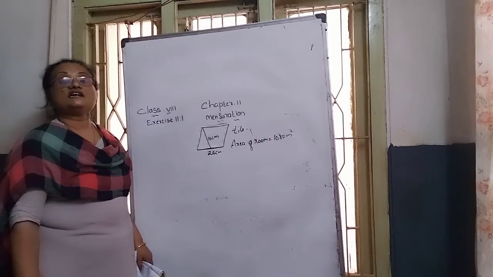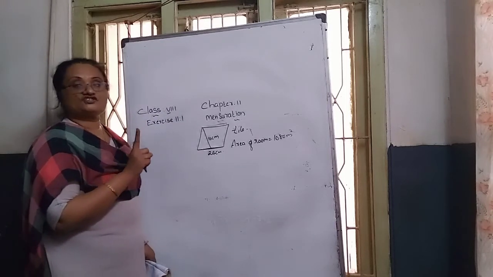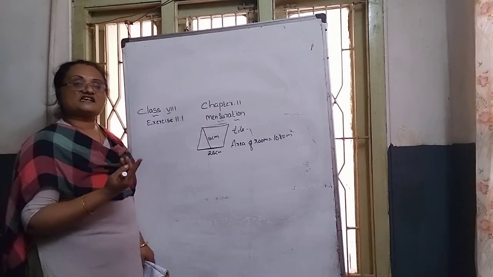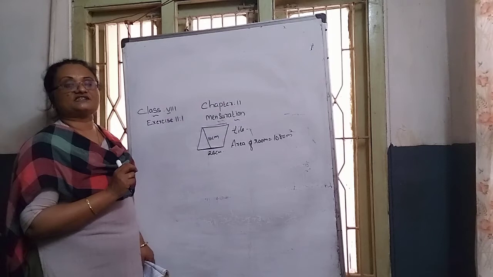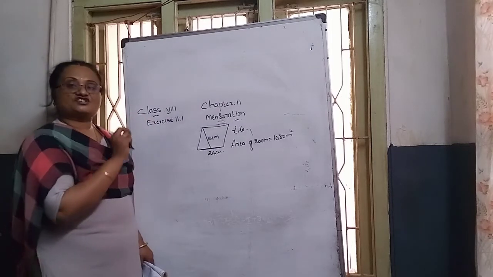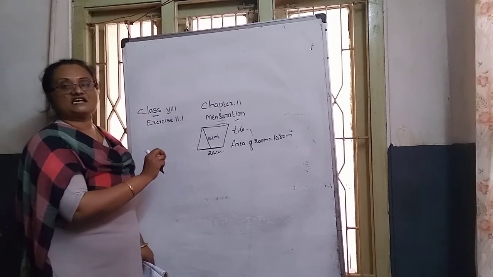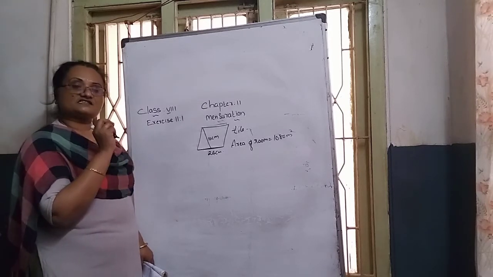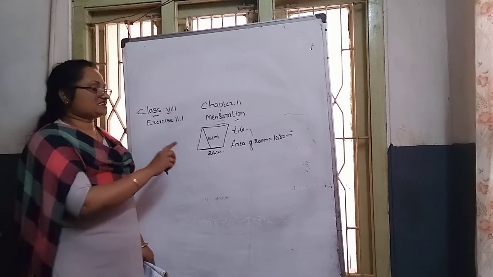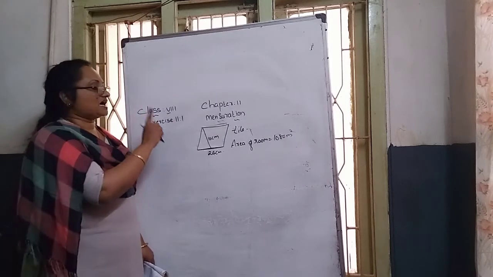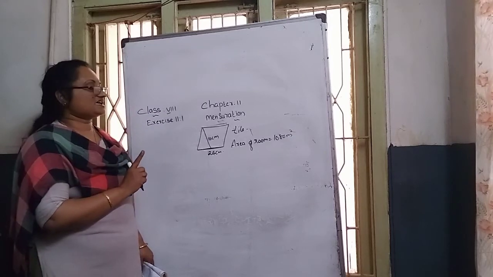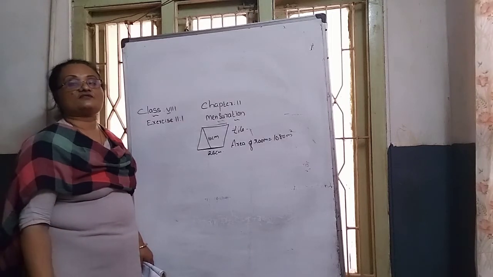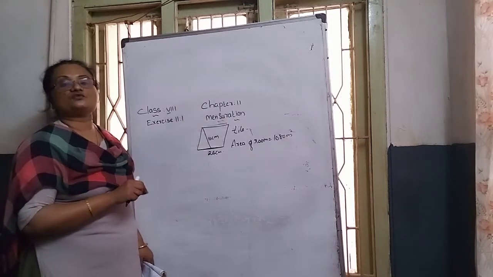Different tiles of different shapes and sizes are available in the market, so remember that. Here one tile's measurement is given. The tile is in a parallelogram shape. The base of that tile is given as 24, and the height of that parallelogram tile is given as 10 centimeters. The area of the entire room is also given. The question asks how many tiles are required for fitting.